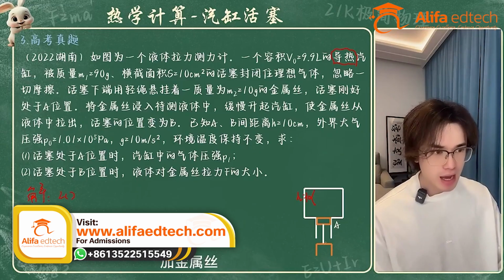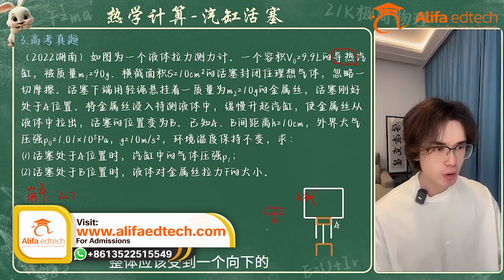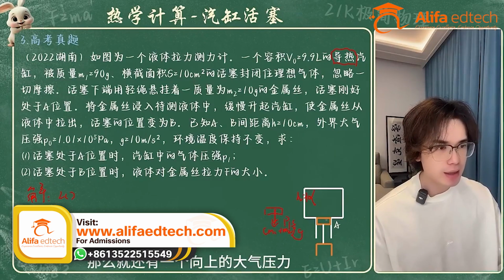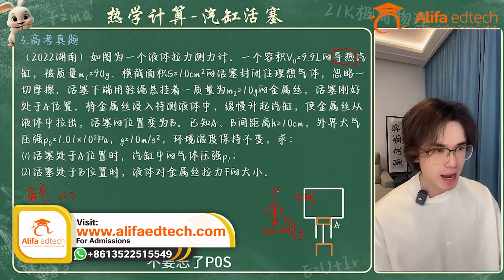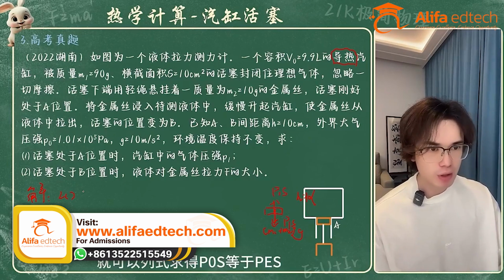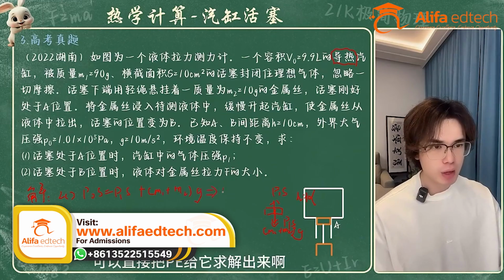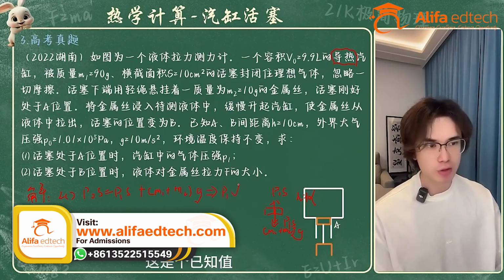At this moment, the entire system is subjected to a downward force, which is the combined weight of the two objects, (m1 plus m2) times g. There is also a downward force, which is the P1S that we need to find. In addition, there is an upward force from atmospheric pressure. Don't forget P0S. In this way, we can set up the equation: P0S equals P1S plus the weight of m1 plus m2. Alright, with this, we can directly solve for P1. Since this is a known value, I won't calculate it here.